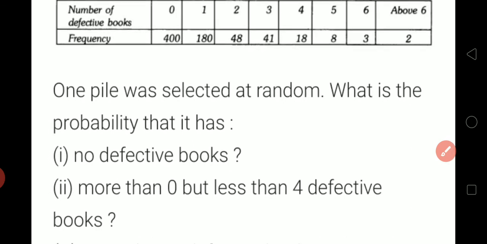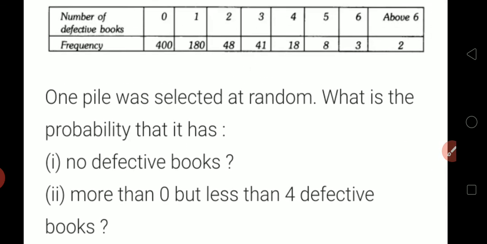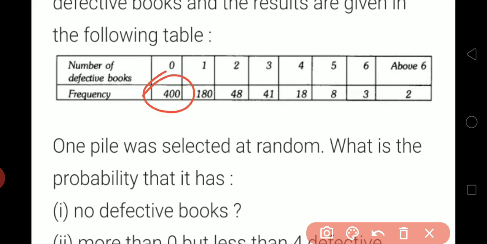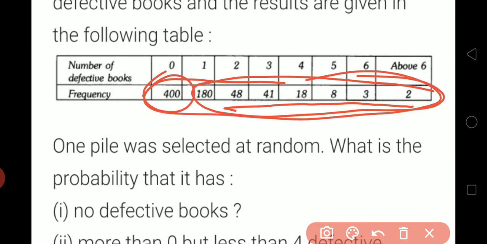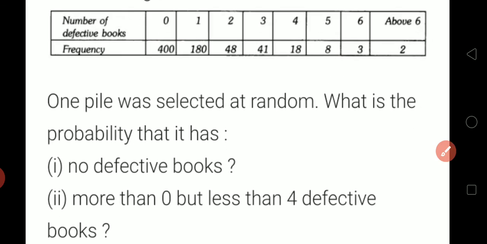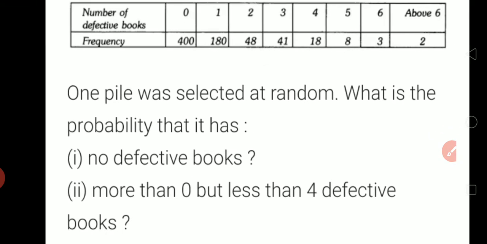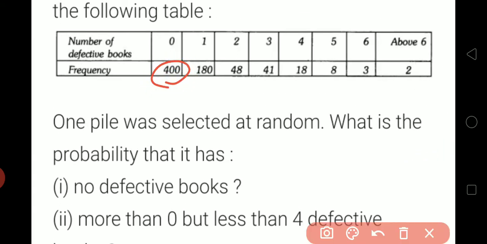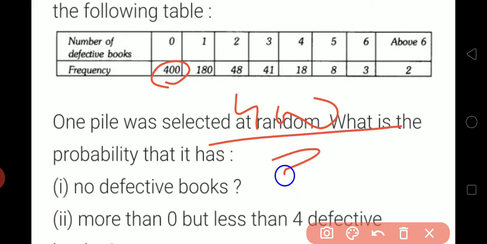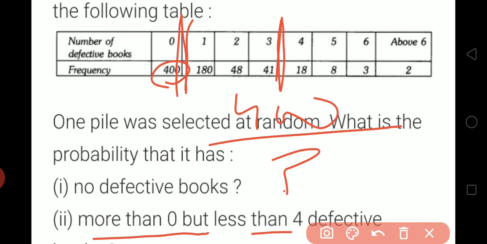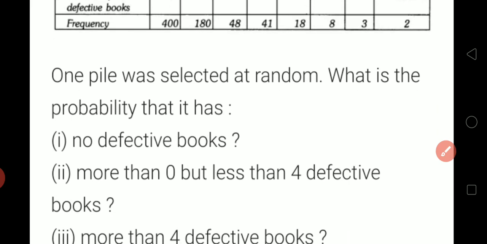One pile is selected at random. What is the probability that it has no defective book? That is 400 out of these. So at first you will add all these for the total outcomes, right? And then the number of not defective means 400, no defective book, 400 by total, right? And more than 0 but less than 4. So more than 0 means we start from 1 and less than 4. So we will add 1, 2 and 3, right? So I hope you understand.